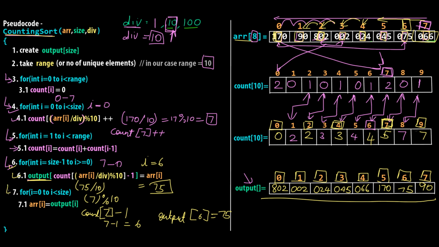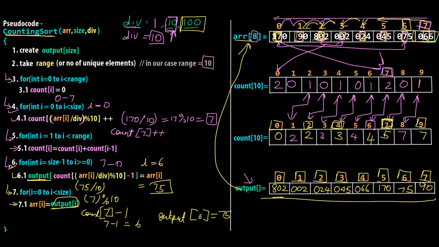And then after step number 7 and 7.1, all the elements in the output array, that is this 802, 002, 024, will be transferred back to the original array. So that's the basic for loop. And again, if you still observe, this output is still not properly sorted, because we still have one last iteration where now the div value will become 100 and we will target the hundreds position.